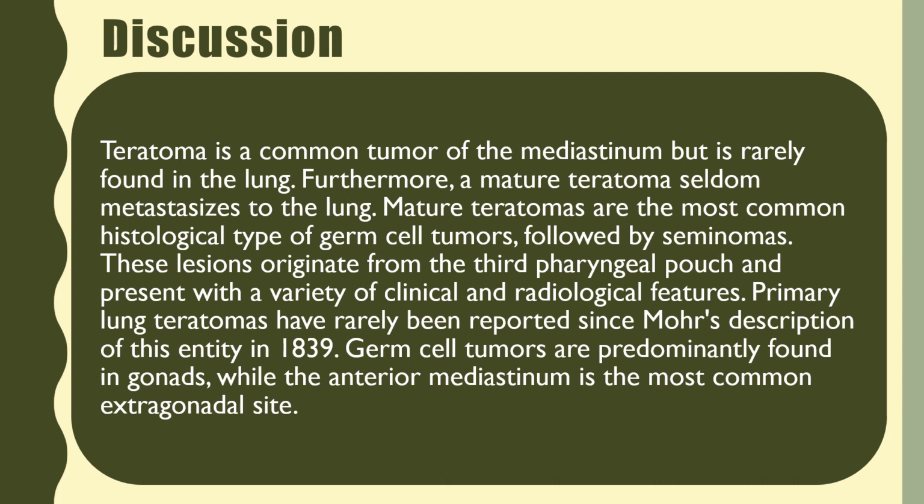Mature teratomas are the most common histological type of germ cell tumors, followed by seminomas. These lesions originate from the third pharyngeal pouch and present with a variety of clinical and radiological features. Primary lung teratomas have rarely been reported since Moore's description of this entity in 1839. Germ cell tumors are predominantly found in gonads, while the anterior mediastinum is the most common extragonadal site.